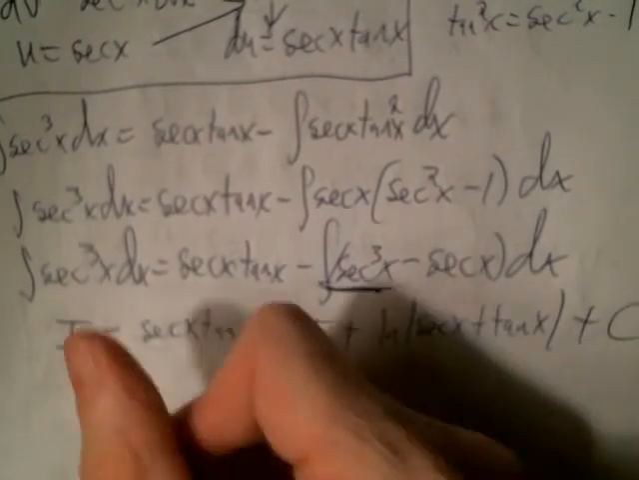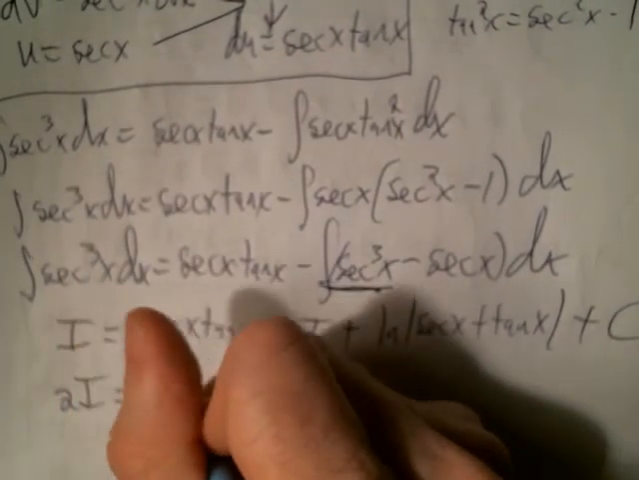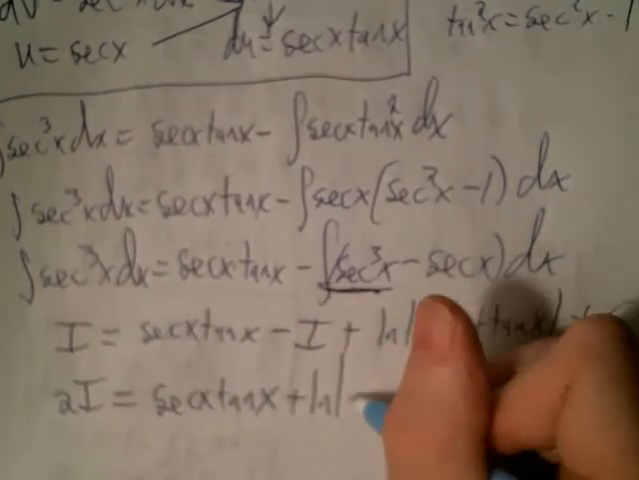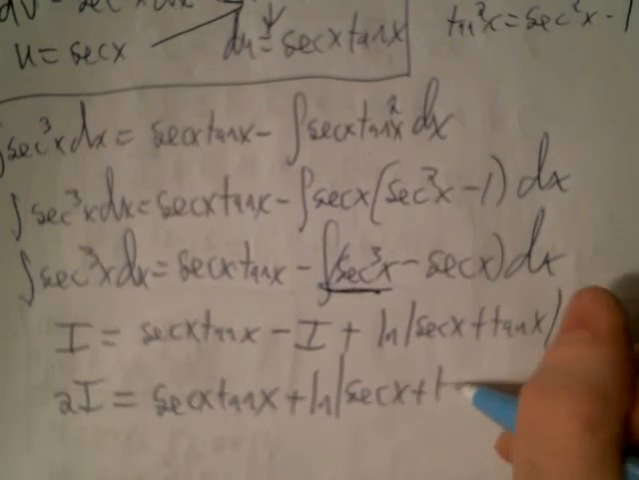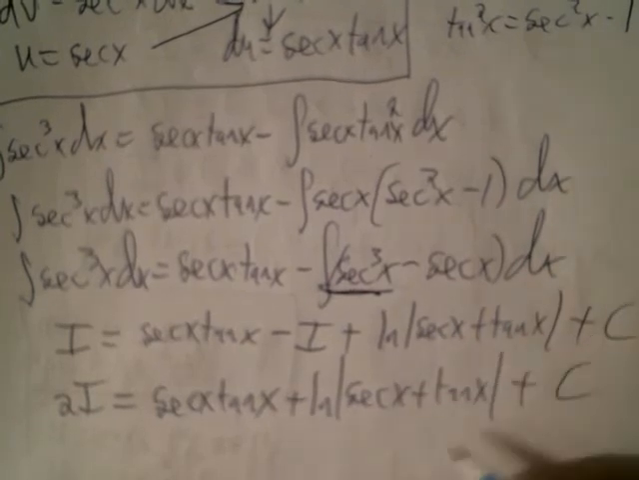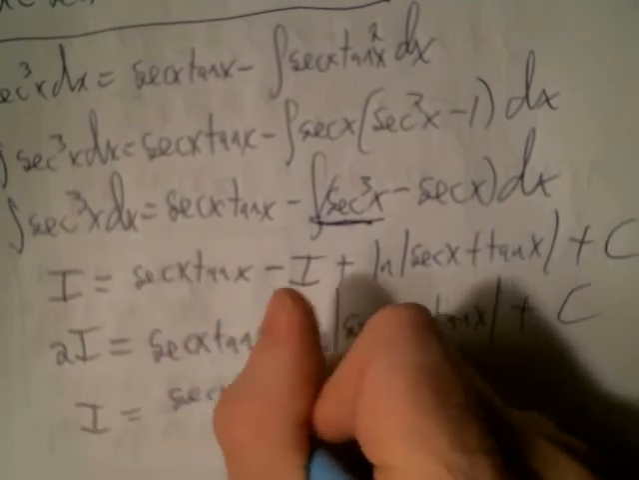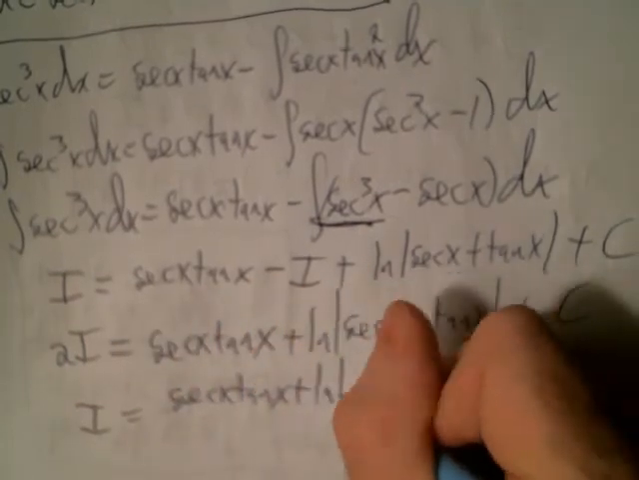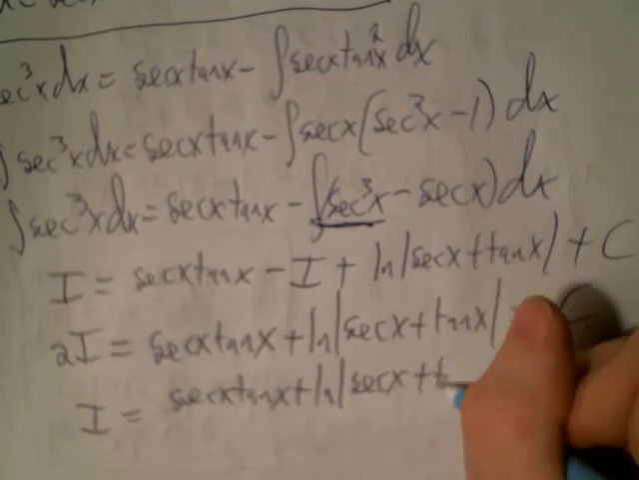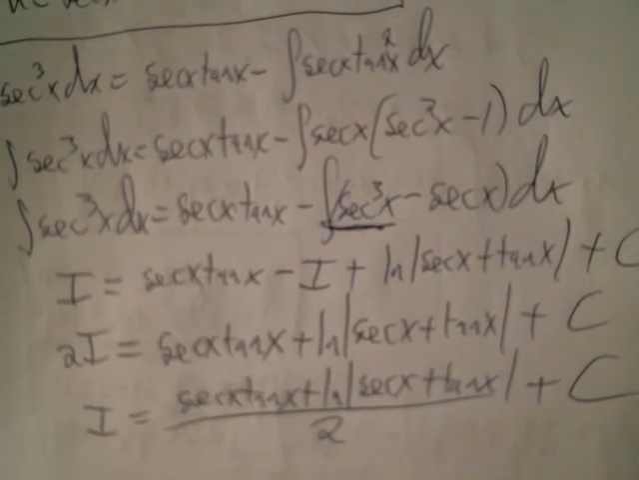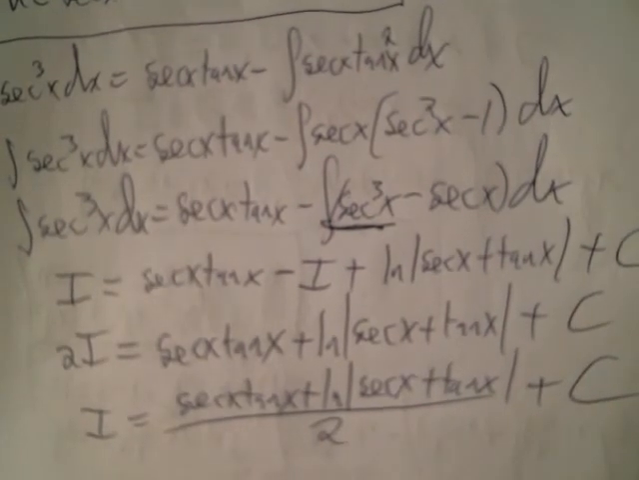Okay, so add the I to the other side. There's 2 I's over here, and then we get secant x tan x plus ln absolute value of secant x plus tan x, and then plus c, divide by 2, and you get your answer. I is secant x tan x plus ln absolute value of secant x plus tan x, and then that's all divided by 2 plus c, and there it is. Okay, so another integral, we got integral secant, integral secant squared, integral secant cubed.